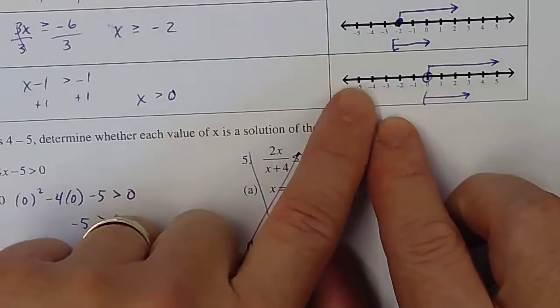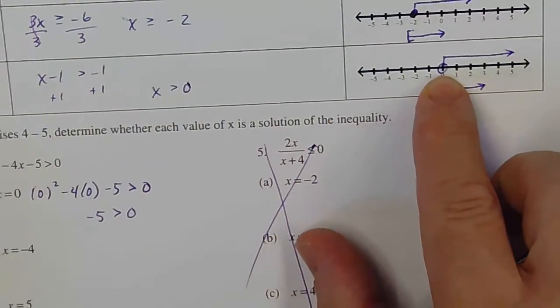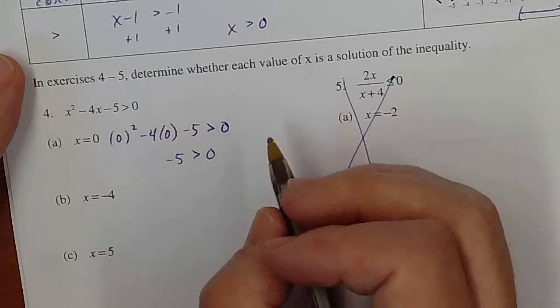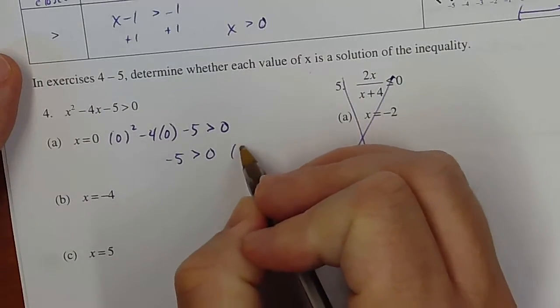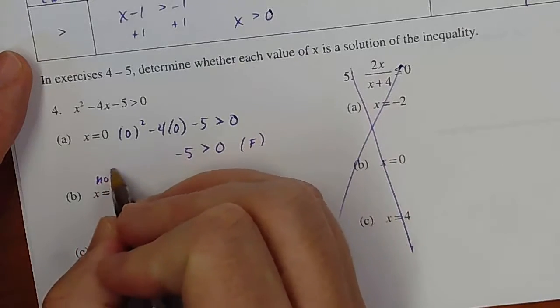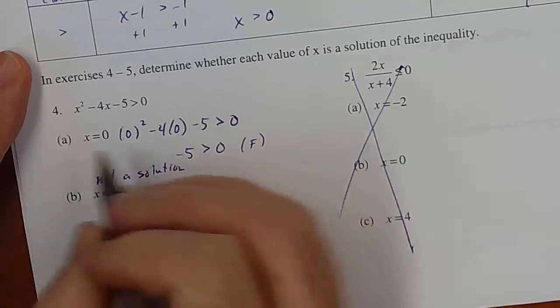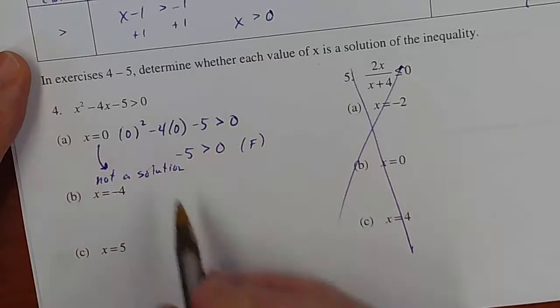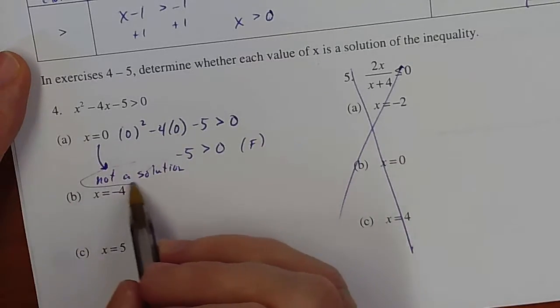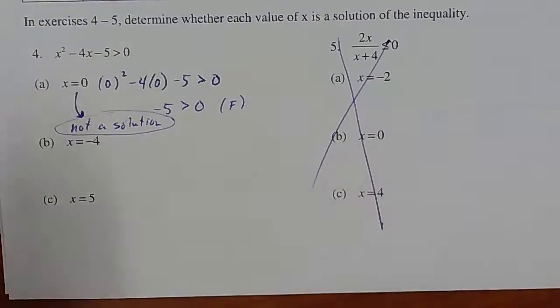Well, negative 5 is over here. That's below 0 on the number line. So that's not true. So if it's false, what that means is it's not a solution. So the final answer to A is it's not. x equals 0 is not a solution. Okay? All right, you try B and C. Go ahead and pause the video and try.